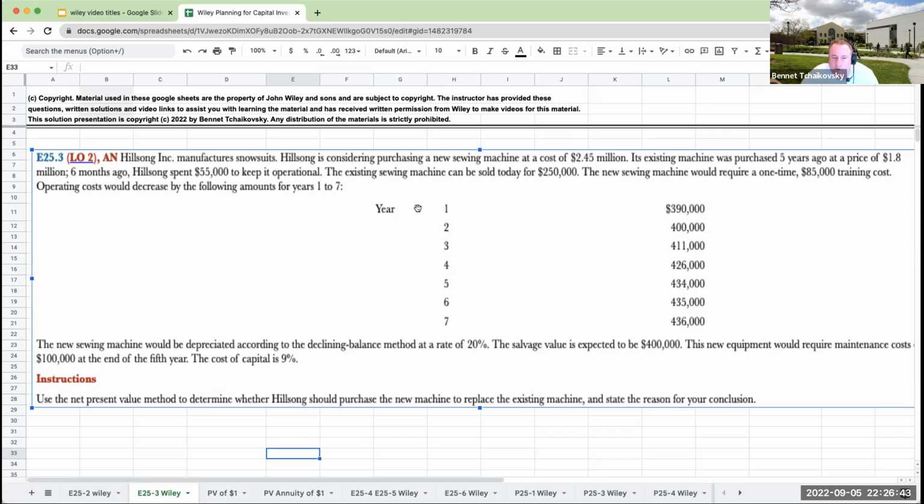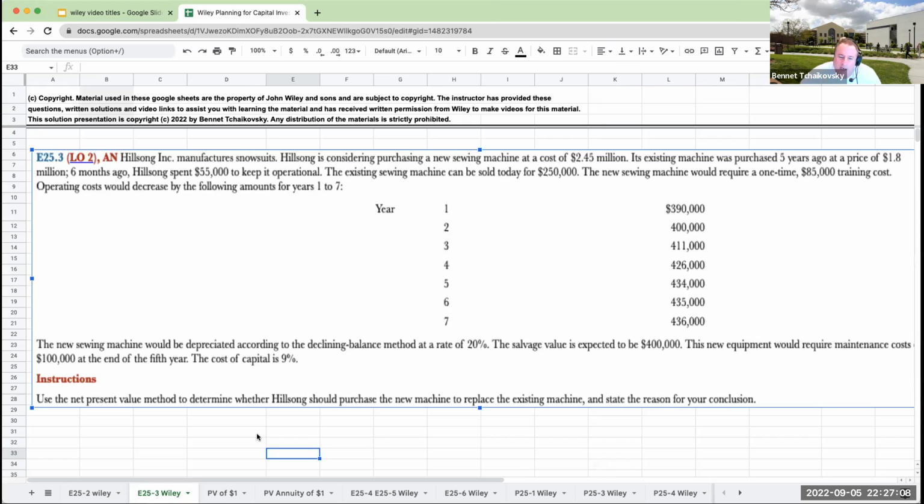Operating costs would decrease by the following amounts for years 1 through 7. Then it tells us that the new sewing machine would be depreciated according to the declining balance at a rate of 20%. Salvage value is expected to be $400,000. The new equipment would require maintenance costs of $100,000 at the end of the 5th year. Cost of capital is 9%. Use the net present value to determine whether Hillsong should purchase the new machine or replace the existing machine, and state the reason for your conclusion.